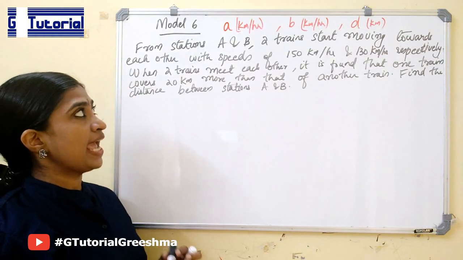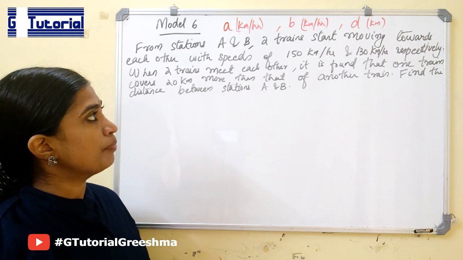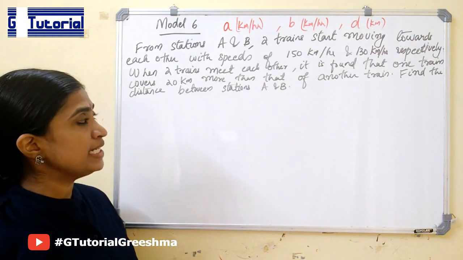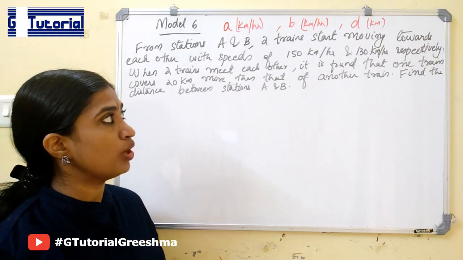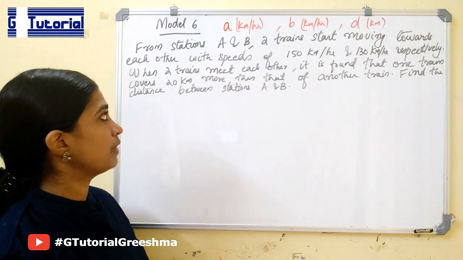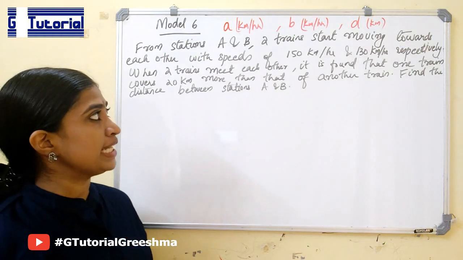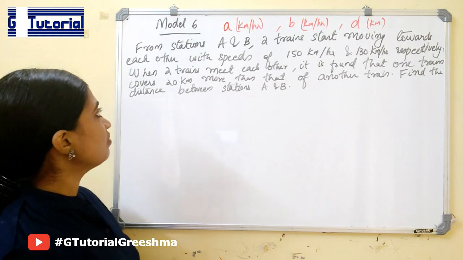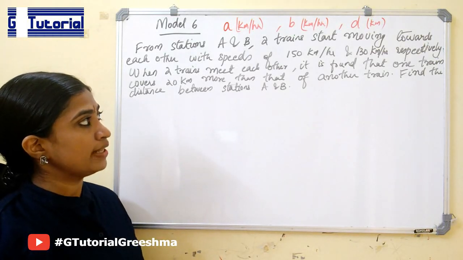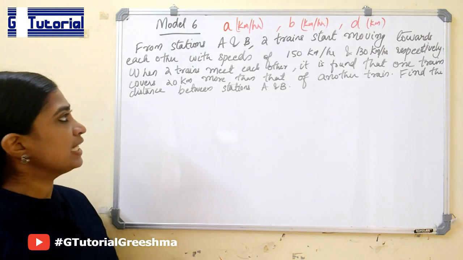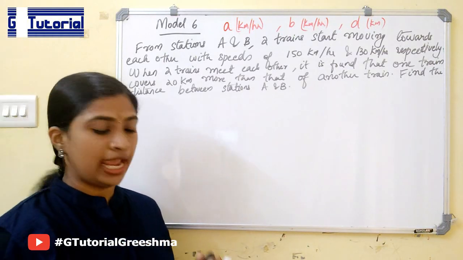From stations A and B, 2 trains start moving towards each other with speeds of 150 km per hour and 130 km per hour respectively. When the 2 trains meet each other, it is found that one train covers 20 km more than the other train. Find the distance between stations A and B.